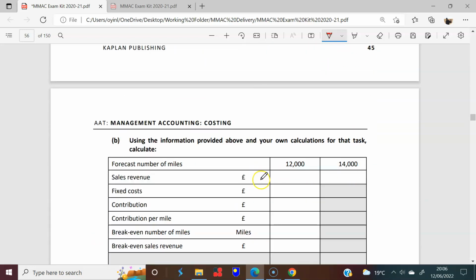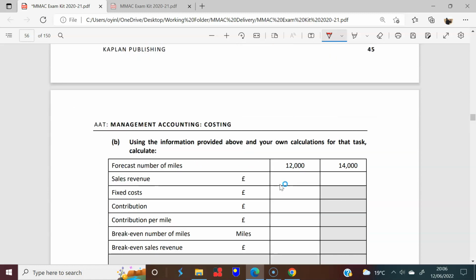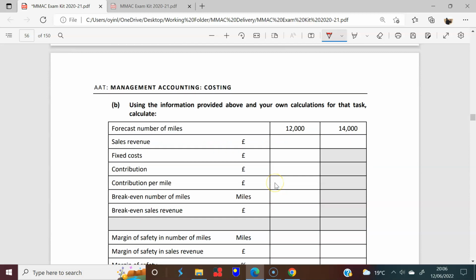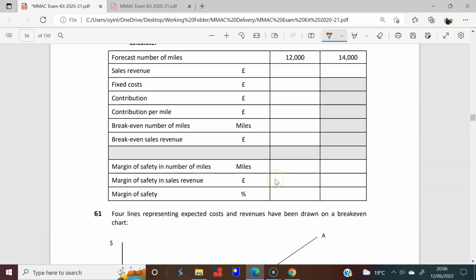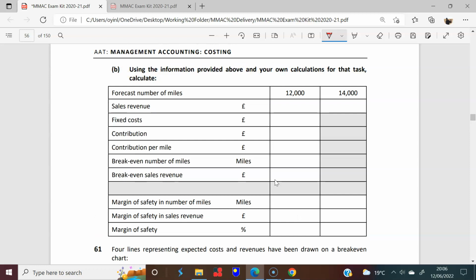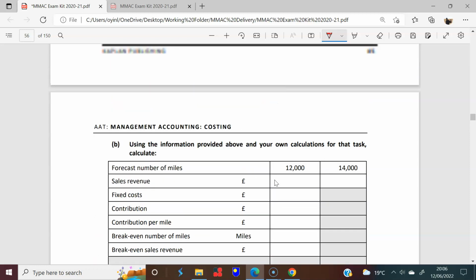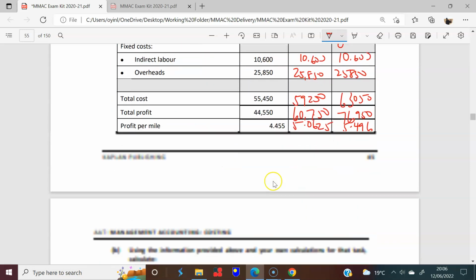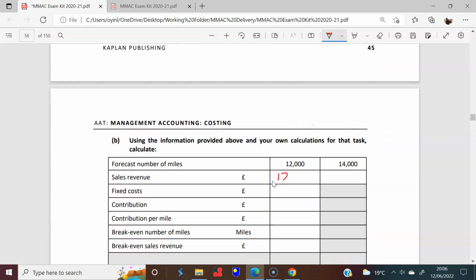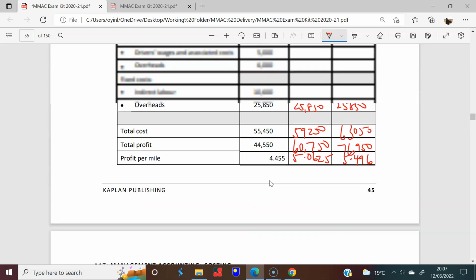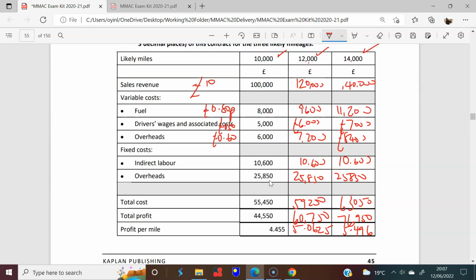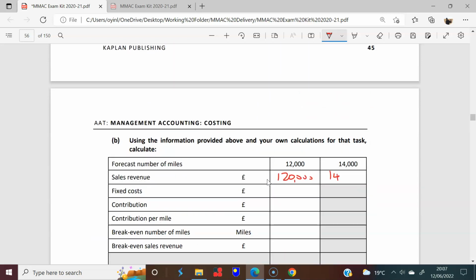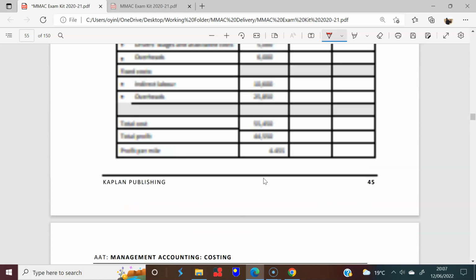Then we want to do a bit more work here. We're extending this argument a little to apply it, and we've done all this before, haven't we? But let's just do it. So for the 12,000 miles, let's look at what we have here. Your revenue is 120,000, and here your revenue is 140,000. But there seems to be a focus on the 12,000 miles.